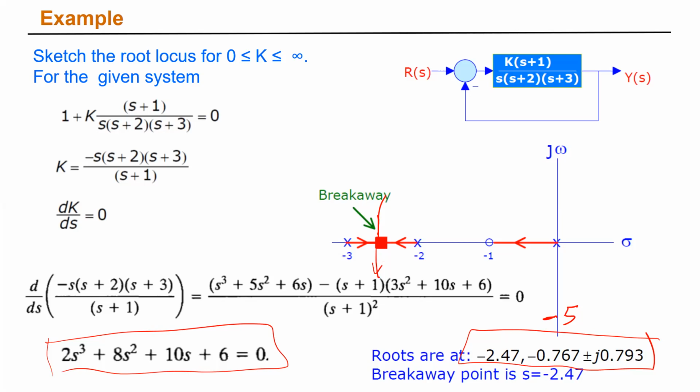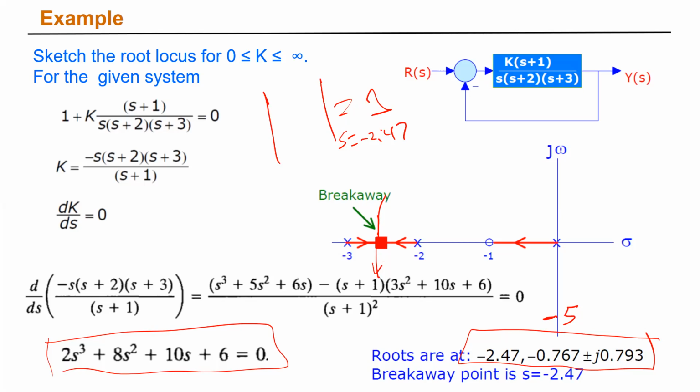But we have not chosen the K, right? From the magnitude condition, you can get the K which will give me the critically damped response, at -2.47. So the idea is to find the s that will give us the critically damped response. Exactly.